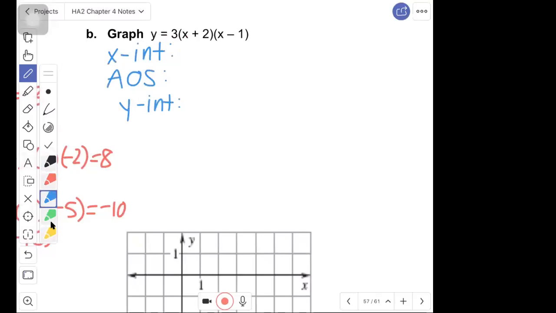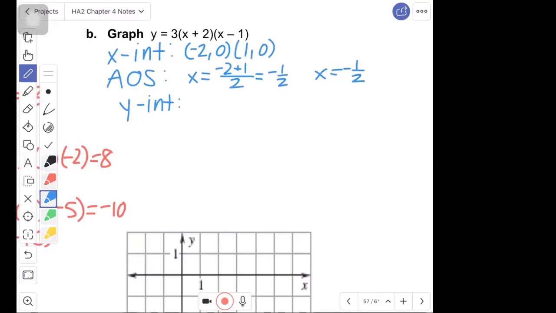Ella, what did you say your x-intercepts are here? My x-intercepts were (-2, 0) and (1, 0). Awesome. Gabby Soul, what is our axis of symmetry? I got -1/2. We're going to add them up, and we get -1/2. Good.